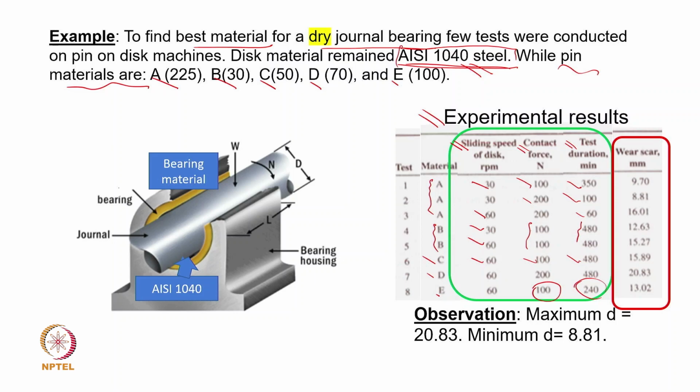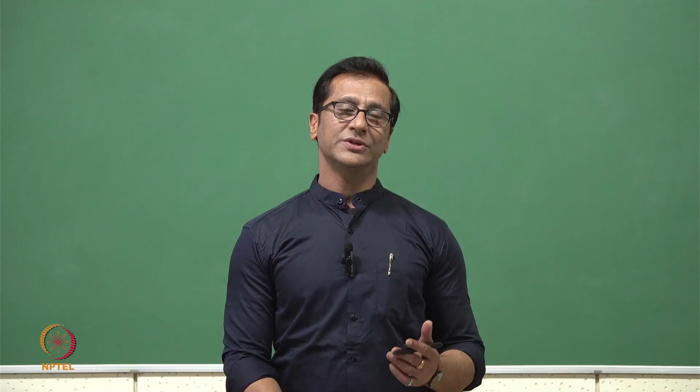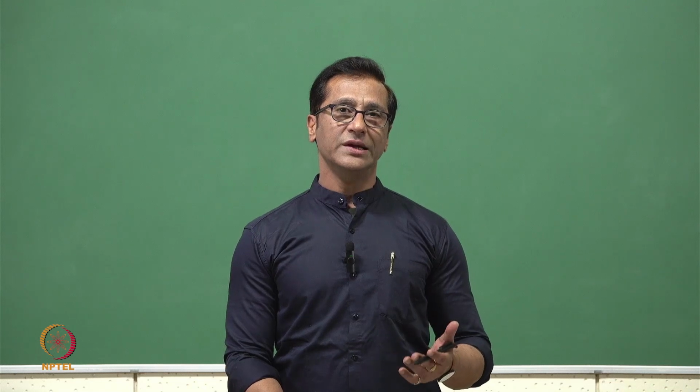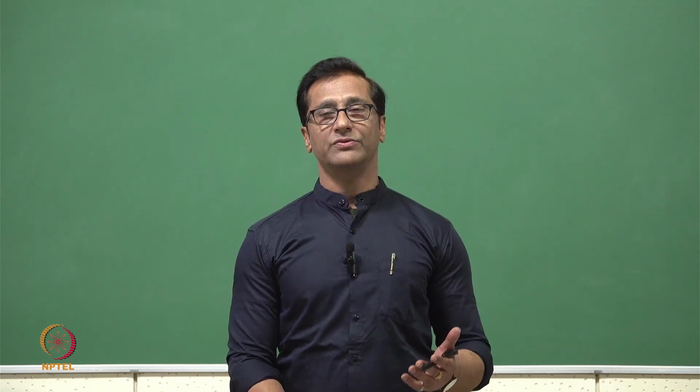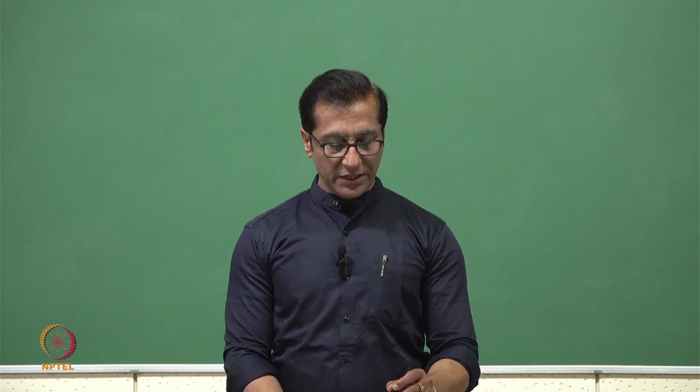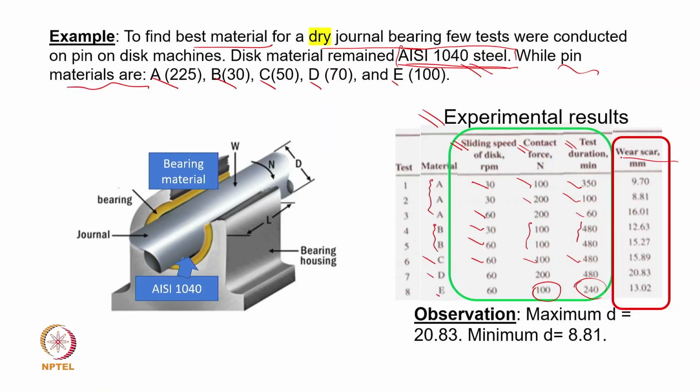So they have different tests. In this situation, I have sometimes seen students feel they have to look only at how much wear has occurred, so they look only at the wear scar. Wherever they find the wear scar is the minimum, that means it is the best material. Here it has been shown that the minimum wear scar is something like 8.81. This doesn't mean that it is the best material.